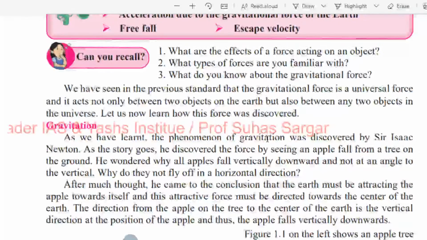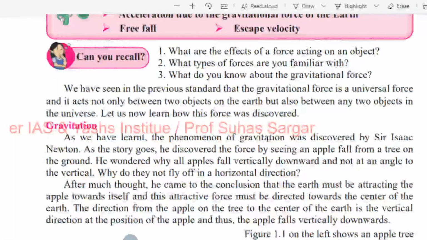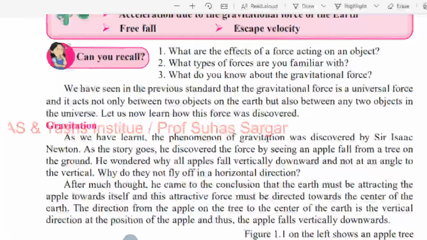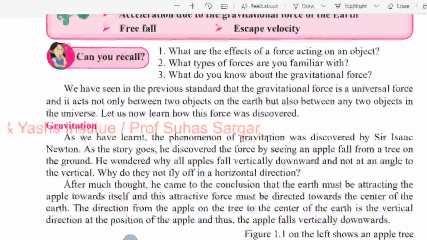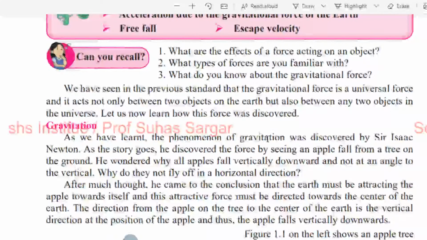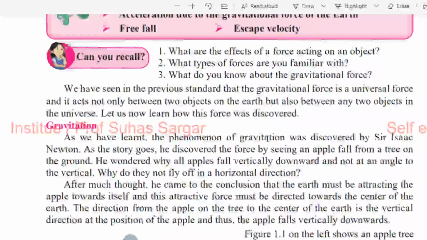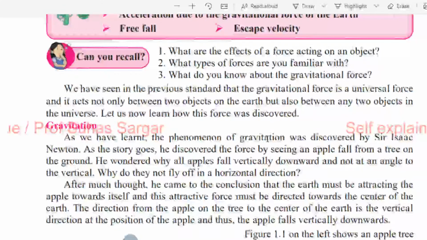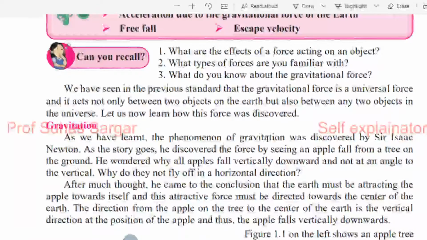Can you recall what are the effects of a force acting on an object? What type of forces are you familiar with? What do you know about the gravitational force? We have seen in the previous standard that the gravitational force is a universal force and it acts not only between two objects on the earth but also between any two objects in the universe. Let us now learn how this force was discovered.